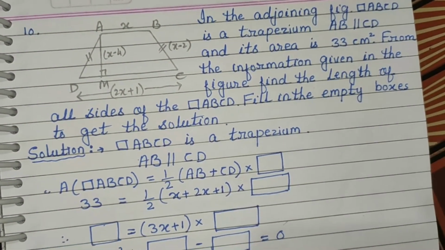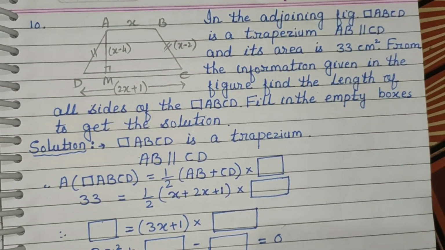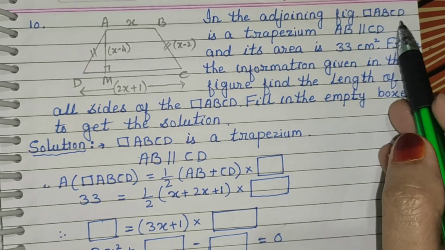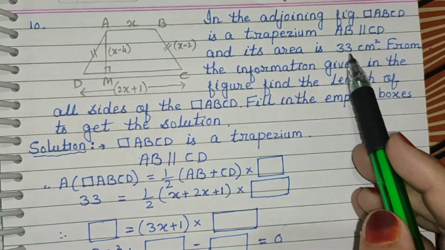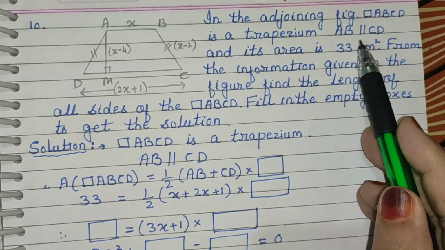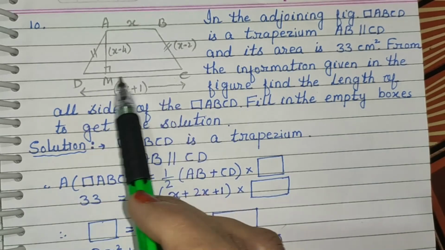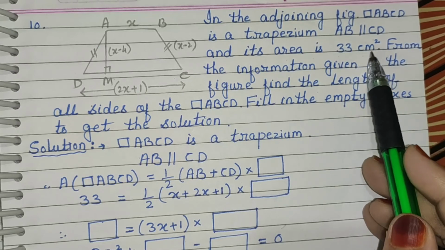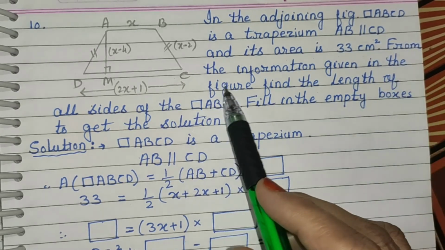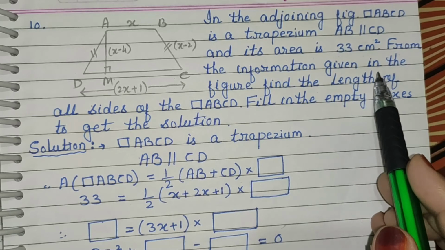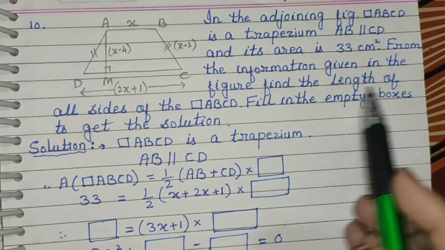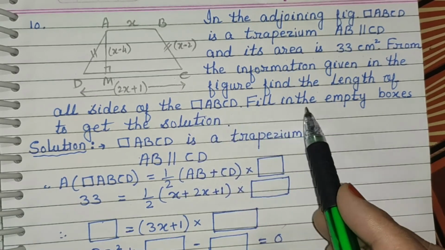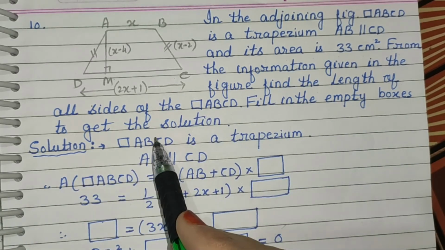Now, next question is, in the adjoining figure, quadrilateral ABCD is a trapezium. AB is parallel to CD. AB and CD both are parallel and its area is 33 centimeter square. From the information given in the figure, find the length of all sides of the quadrilateral ABCD. Fill in the empty boxes to get the solution.